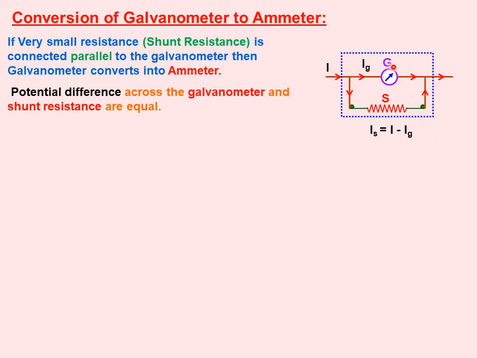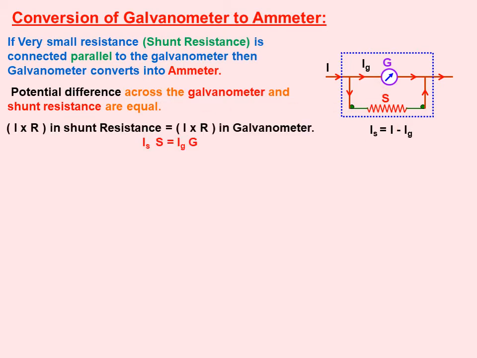So again I'll explain. G is the galvanometer resistance, S is the shunt resistance, Ig is the current flowing through the galvanometer, and Is is the current flowing through the shunt resistance. But we know that as both the resistances, galvanometer resistance and shunt resistance, are connected in parallel, the potential difference across each and every resistor will be the same. So potential difference across galvanometer and shunt resistance are equal. According to Ohm's law, V is equal to IR, the product of current into resistance.